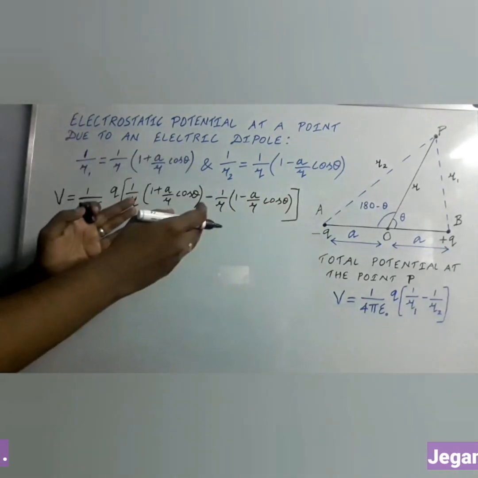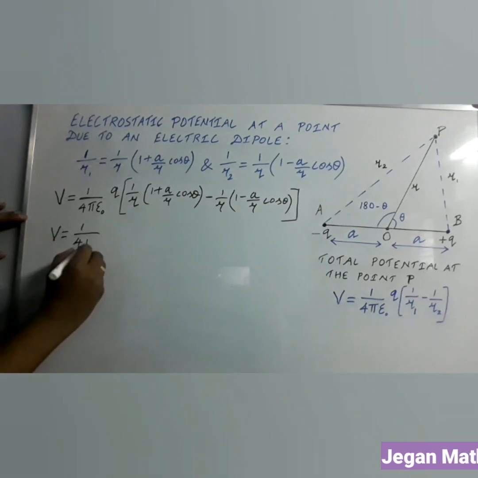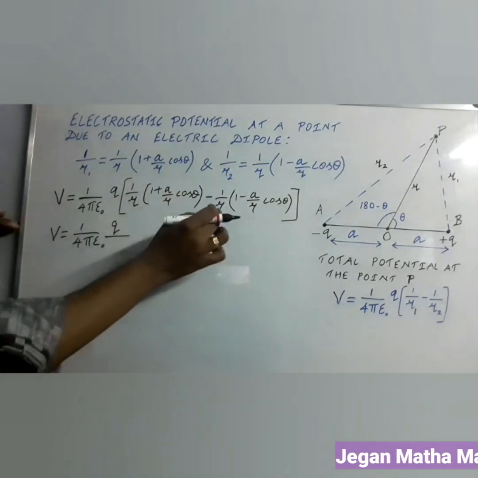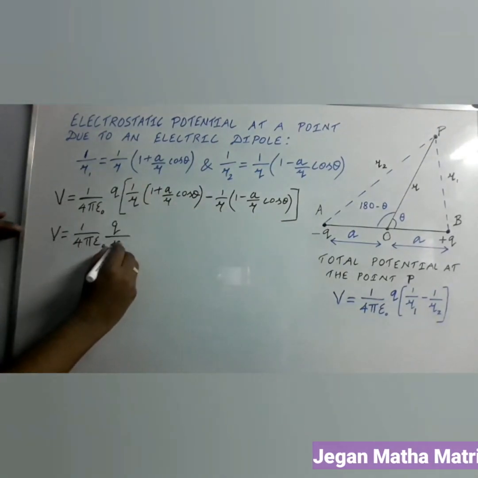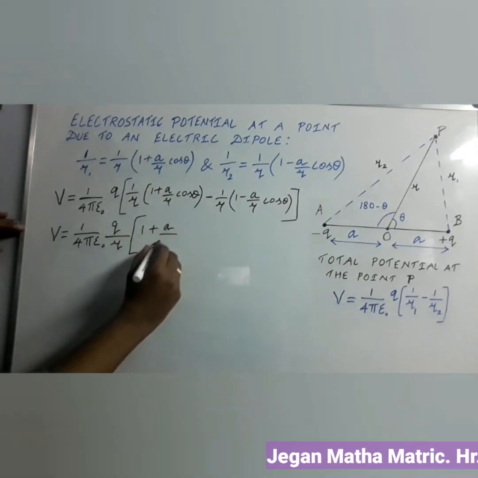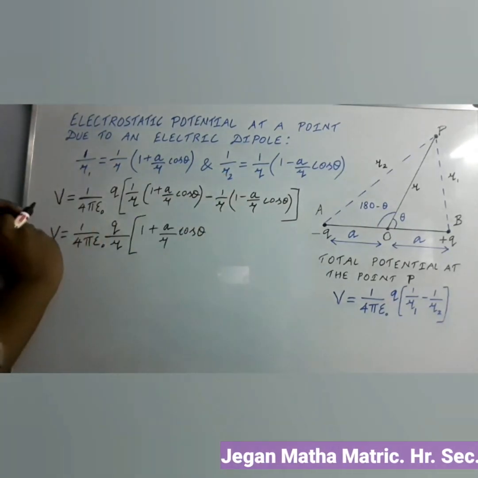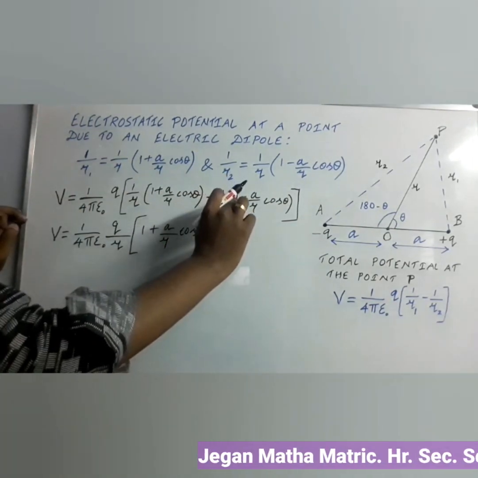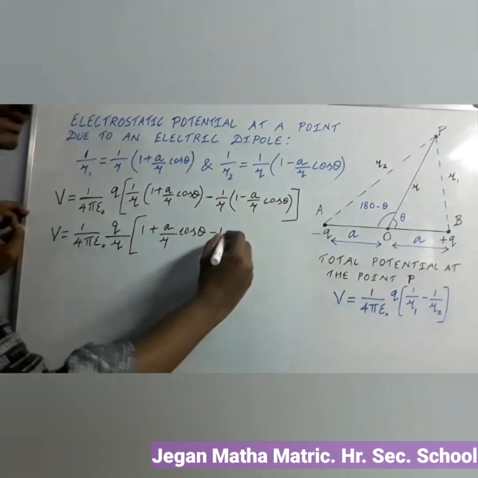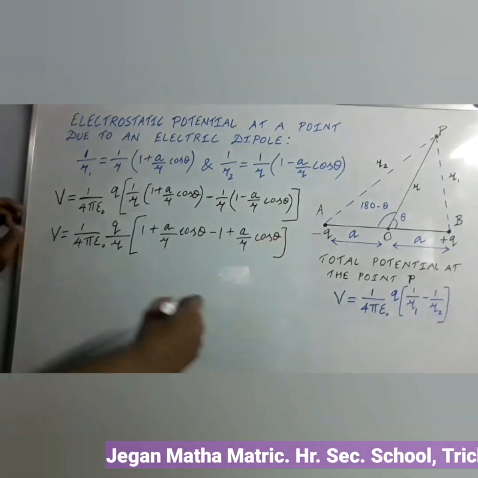Within this bracket, the common thing can be taken outside. So V is equal to 1 by 4 pi epsilon naught. Already Q is there. So Q divided by, which is a common thing here, 1 by R can be the common thing that can be taken outside. So within a bracket, what is the remaining? 1 plus A by R cos theta. Here 1 by R has been taken already. So minus is there. So minus into 1 is nothing but minus 1. Minus into minus is plus A by R cos theta.